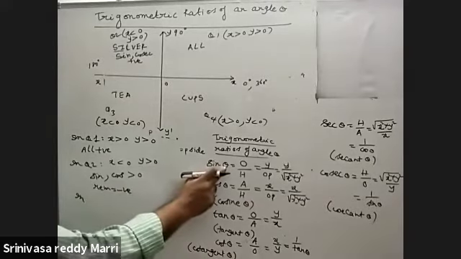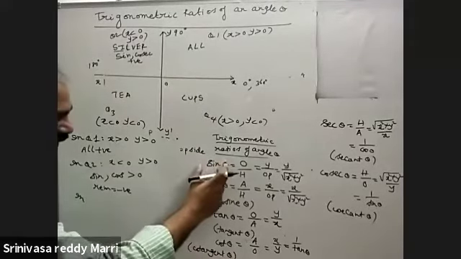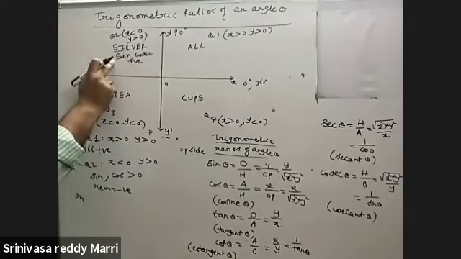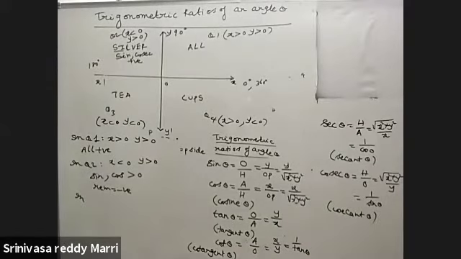That means if theta is there in first quadrant, all sine, cos, and all are positive. Theta is there in second quadrant. Only sine theta and cosecant theta positive, remaining all negative.